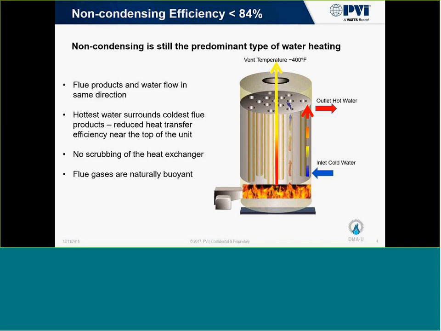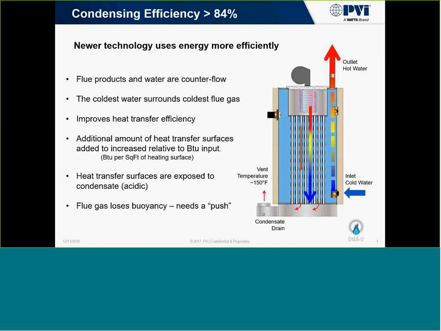Because if it was a higher efficient unit, we wouldn't be losing as much heat up the vent, it'd be going into the water. But because the vent temperatures are so hot, it is naturally buoyant. So we don't really need to have that extra push of a blower or anything like that to get the flue gases out of that system.